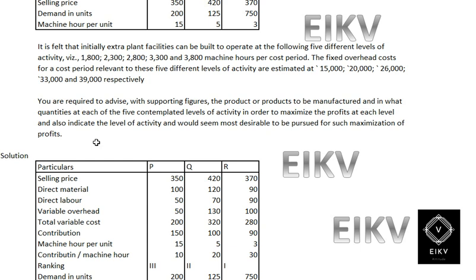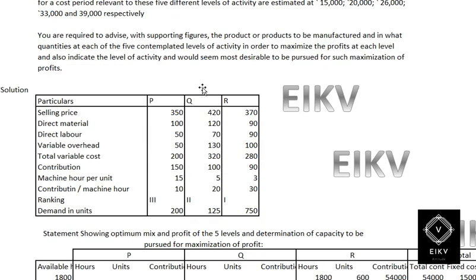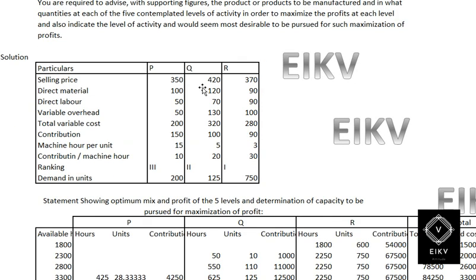So guys, here they have given 3 products, and we have been given 5 levels of machine hours and 5 fixed costs. So we need to find the optimum mix for each of the 5 levels of hours that has been given. So we need to find which combination will be the most profitable for the company.